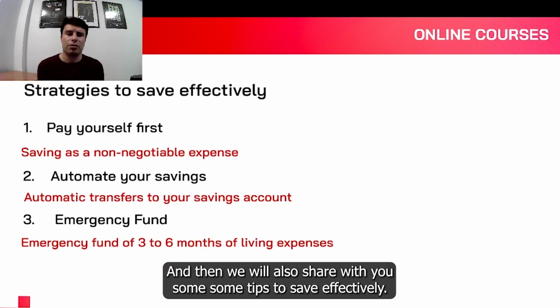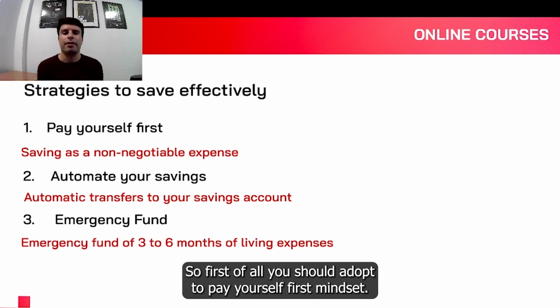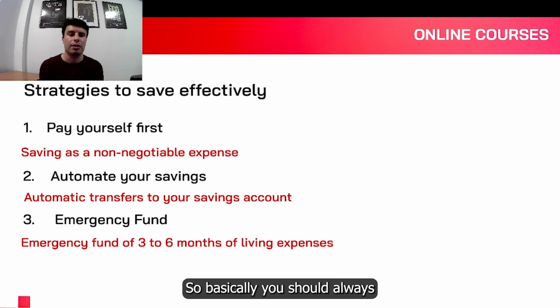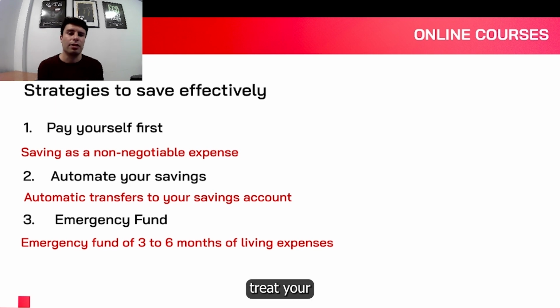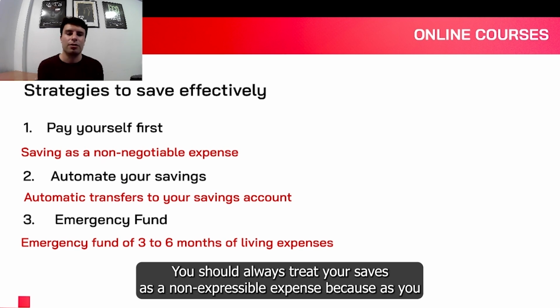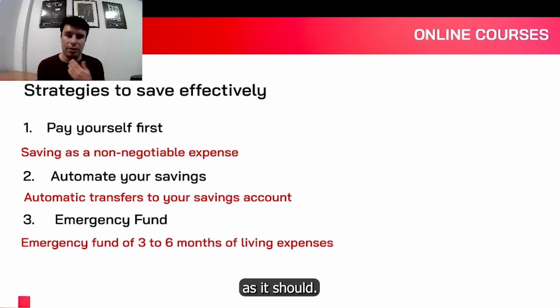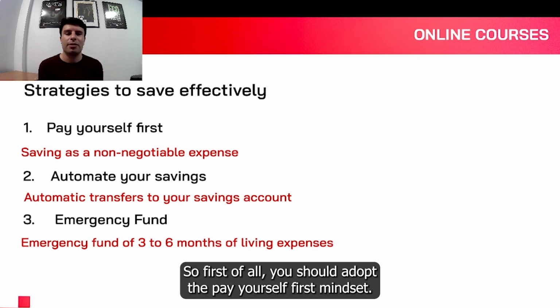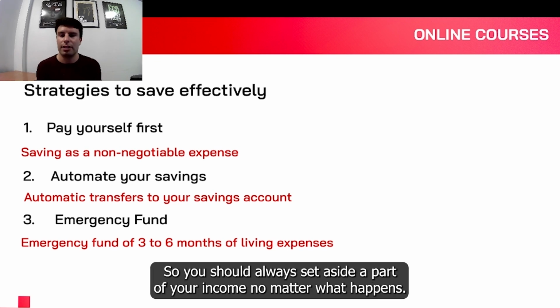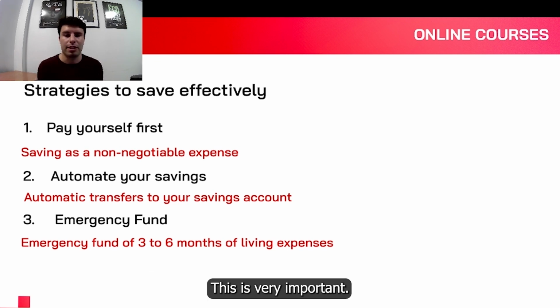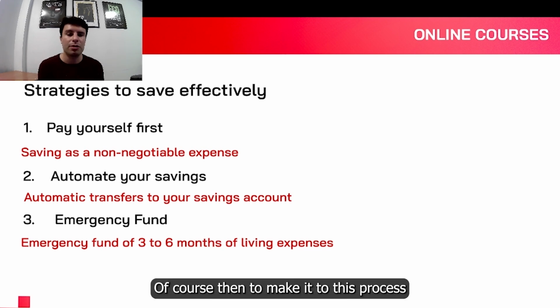And then we'll also share with you some tips to save effectively. First of all, you should adopt a pay yourself first mindset. Basically, you should always treat your savings as a non-negotiable expense. So you should always set aside a part of your income no matter what happens. This is very important, of course.